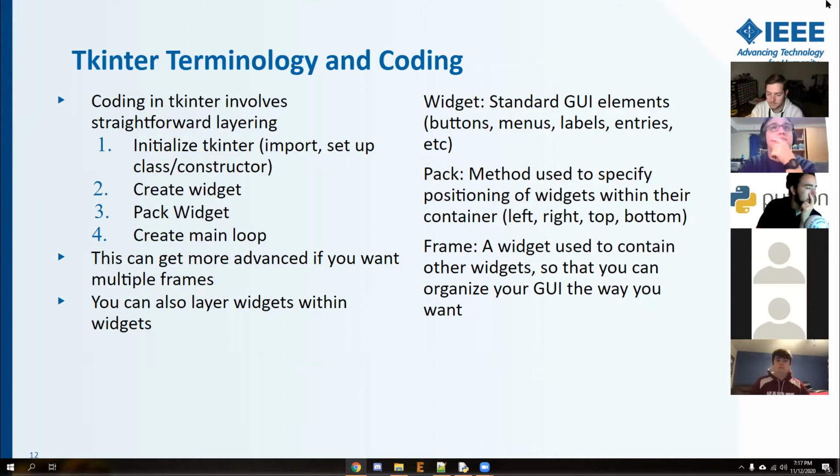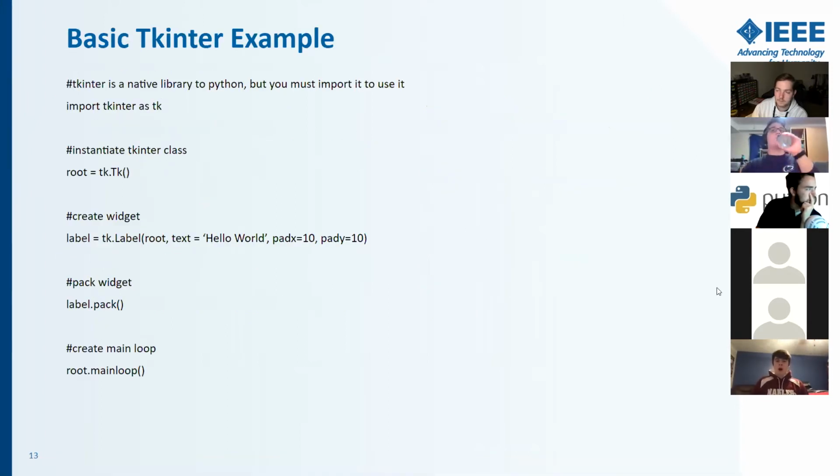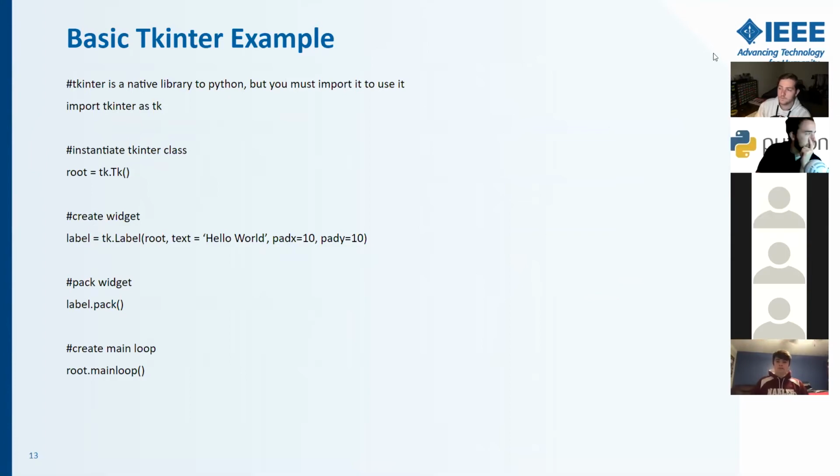So if we want to go to the next slide, I can show you a very simple way to code just a very simple label with a GUI, and I'll run that for you. All right, so here we have 4 or 5 lines of code, but I'm going to walk you through it, and then I'll actually share my screen and show you what it would look like if you ran it. So the first line of code we have is importing Tkinter as TK.